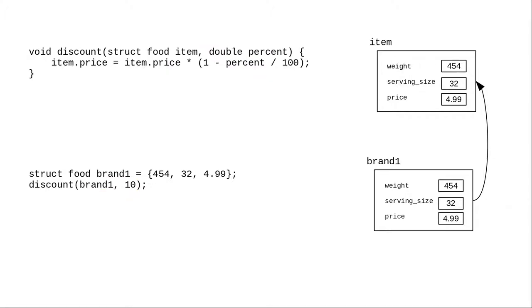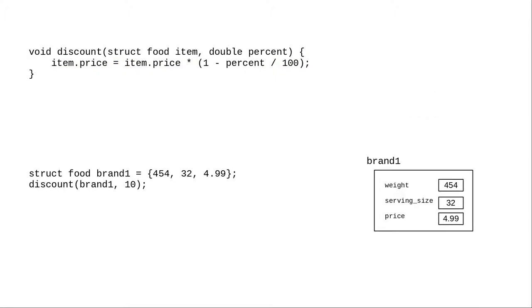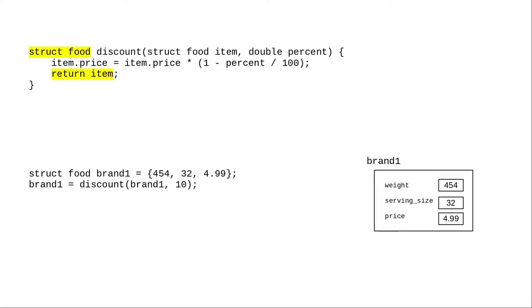This means we cannot write a function like this. When we change the price member inside the function, the copy gets changed, but when the function ends, the local variable disappears and the original remains untouched. That means we have to do the same thing we did with integers and doubles. We have to return a new value.